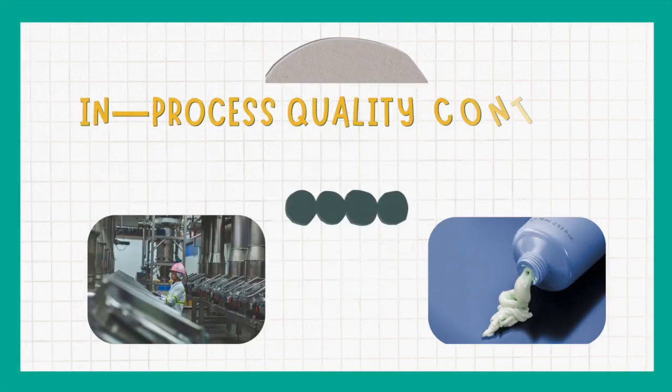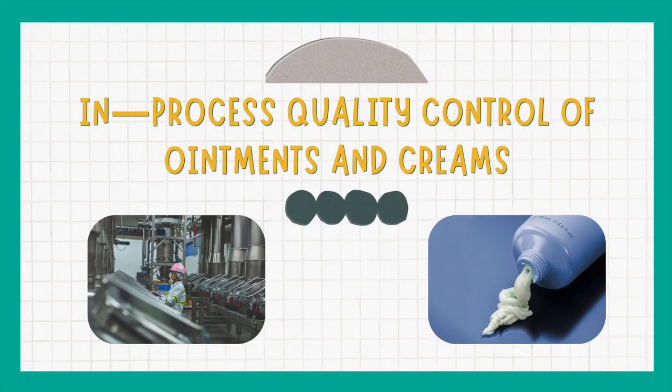In-process quality control plays a crucial role in ensuring the production of high-quality ointments and creams. It involves a series of checks and tests conducted at various stages of the manufacturing process to monitor and control the quality of the product. The primary objectives of in-process quality control are to identify and rectify any deviations or abnormalities during production, prevent the occurrence of defects, and maintain consistency in product quality.